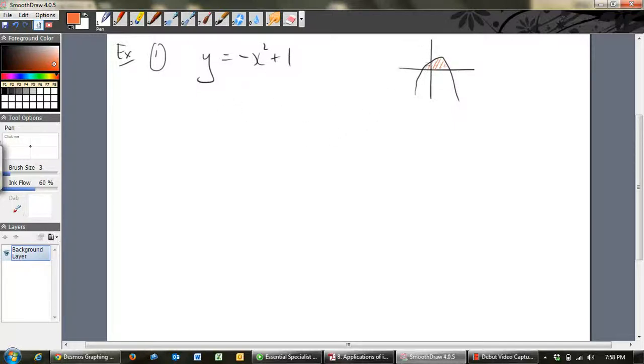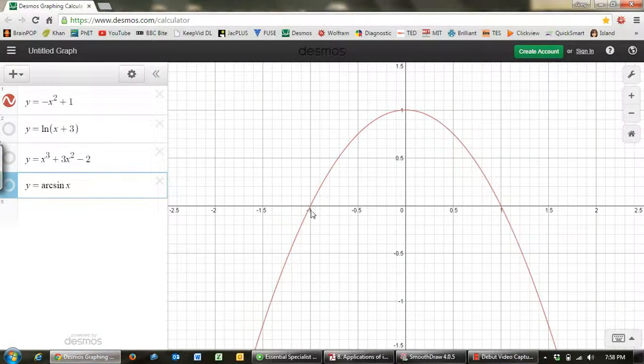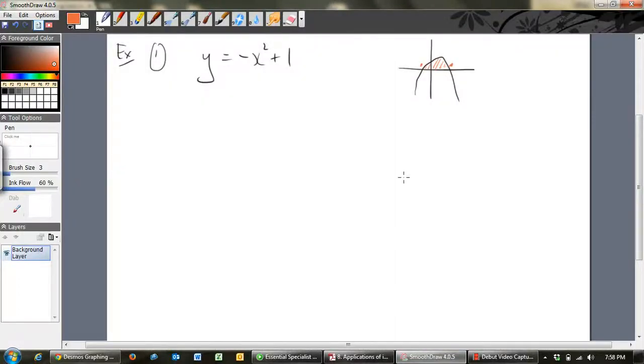Now the important thing to do is to find out where on the x-axis it actually crosses. So what are the 2 points that we're going to integrate between? Just look at a sketch of that. It actually crosses at -1 and 1. So that's nice and easy.